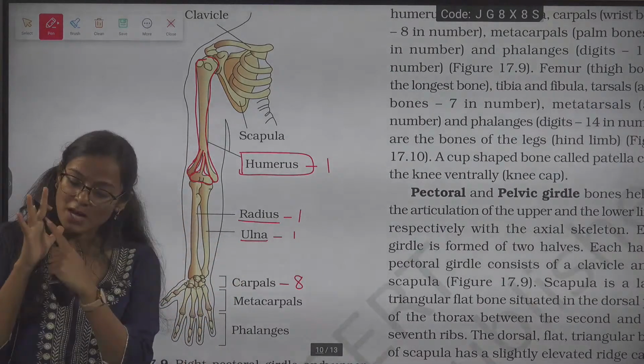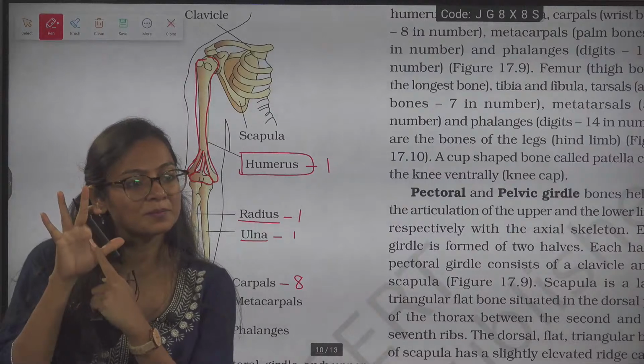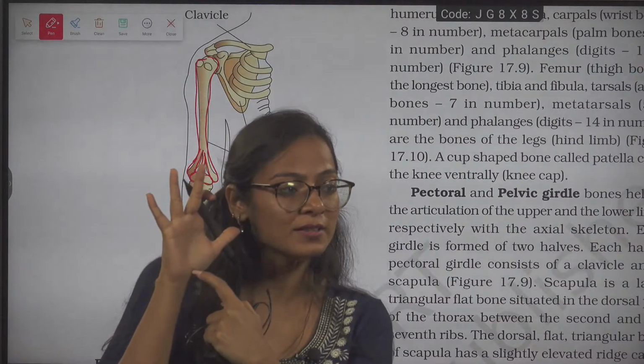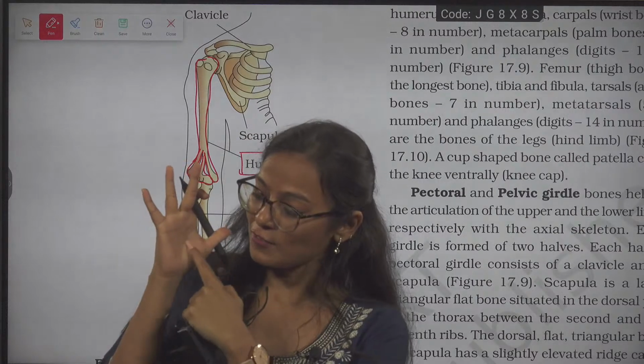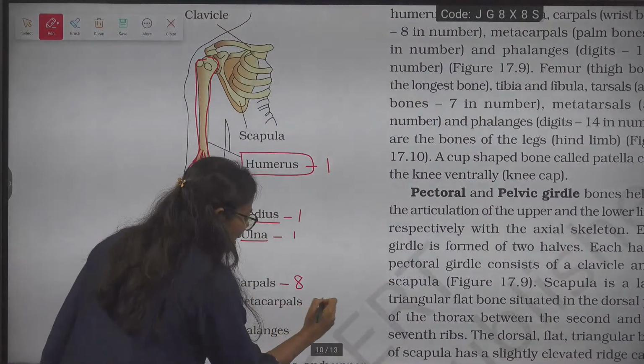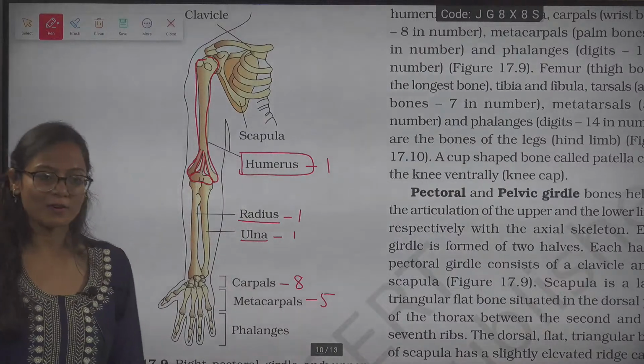Then in our palm region, this is our palm. After this wrist, here we have the palm only. There are 5 bones here in the palm region. Those bones are called metacarpals. So I'm just going to write 5 over there.